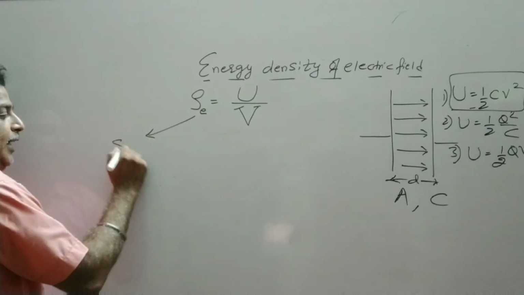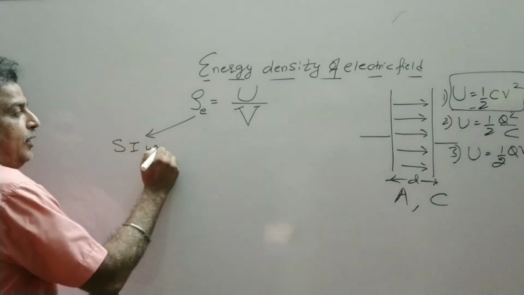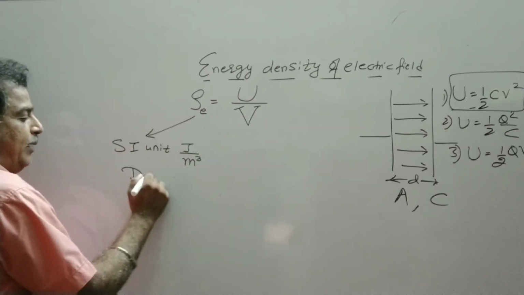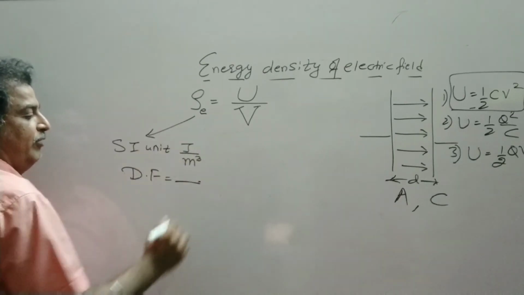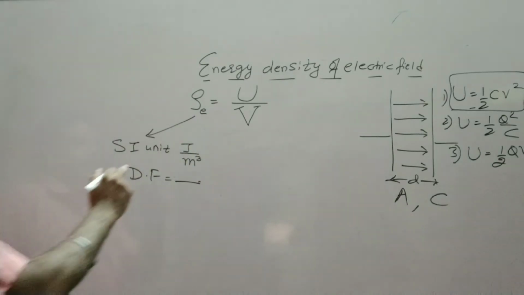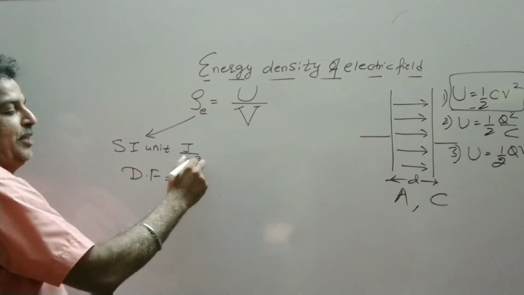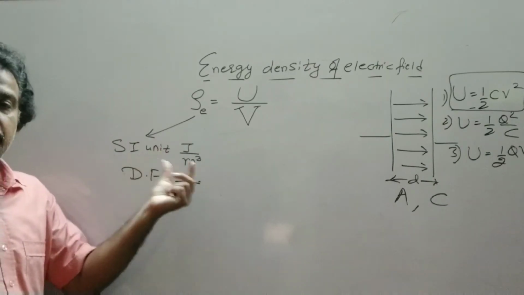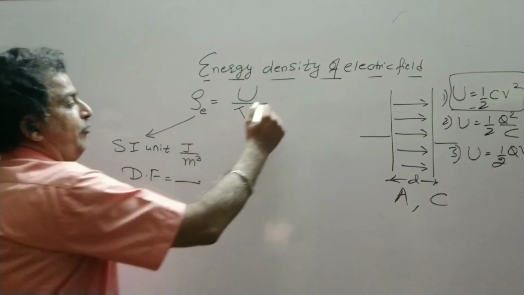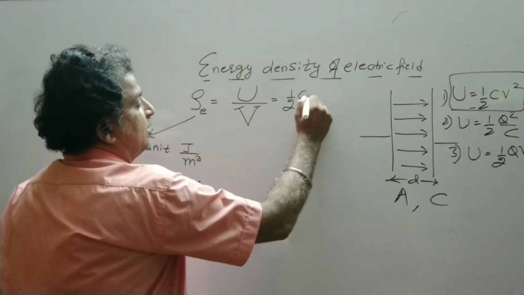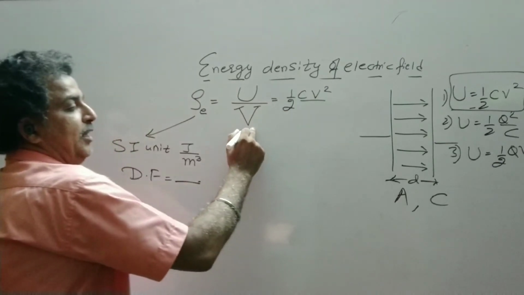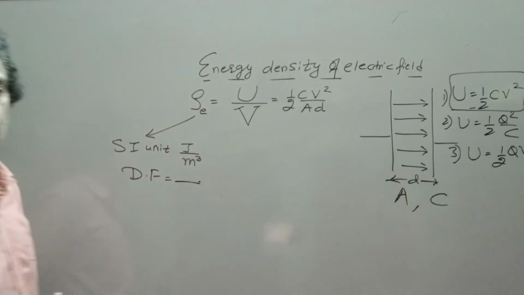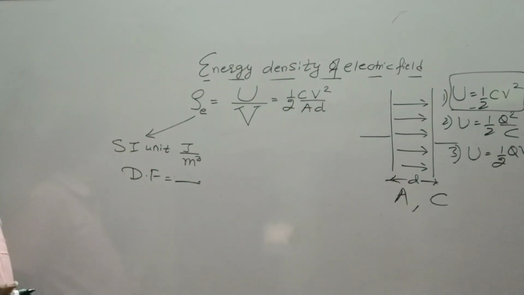Also we can write the SI unit of energy density is joule per meter cube, and the dimensional formula you write by yourself, it is left as an exercise. So SI unit of energy density is joule per meter cube. How much energy is stored in a volume of 1 meter cube. Now the energy formula is half C V square, capital V. Now if I take an example of a capacitor, volume can be written as area into the length, or the distance between the two plates.